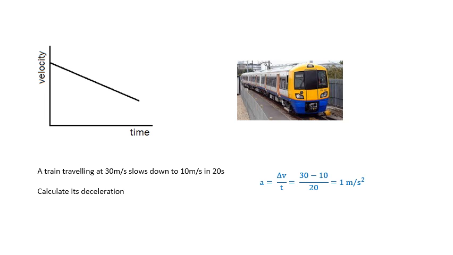There you go. So a equals delta V over t. Now the change in velocity is actually negative because it's gone from 30 to 10. But as I've called it deceleration, then I don't need to really worry about the negative. I know it's slowing down. So 30 minus 10 divided by 20 is 1 meter per second squared. We could say it has an acceleration of minus 1 meter per second squared.